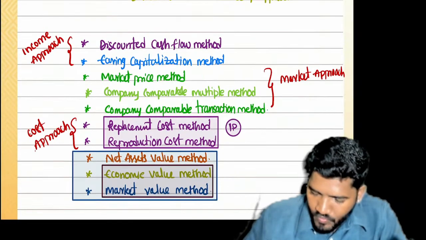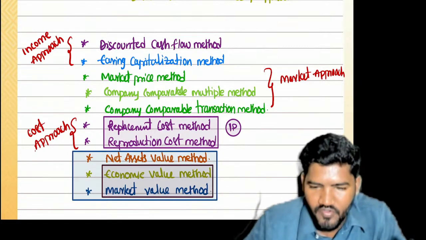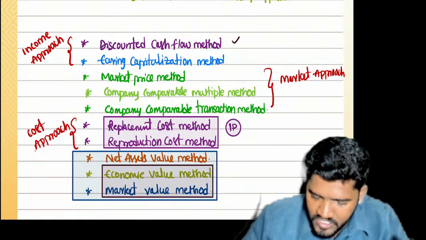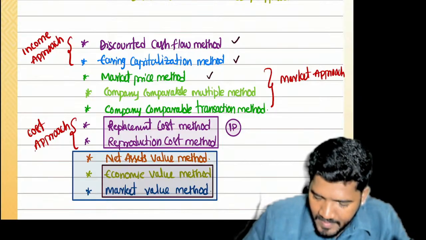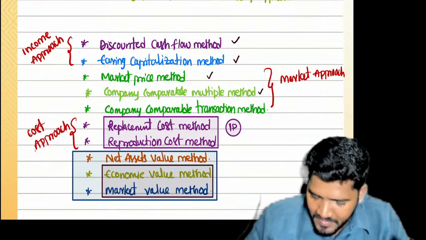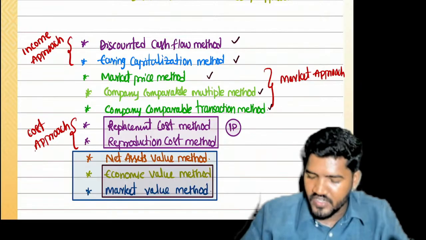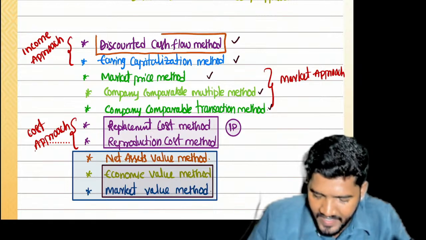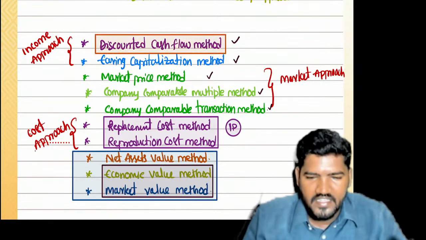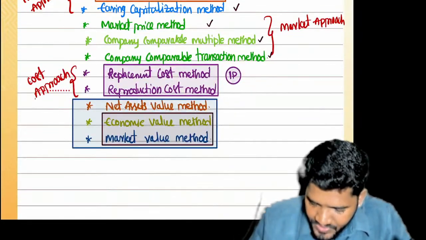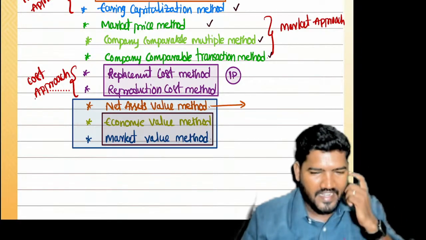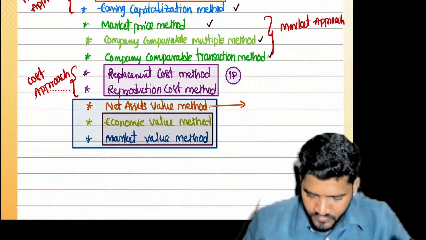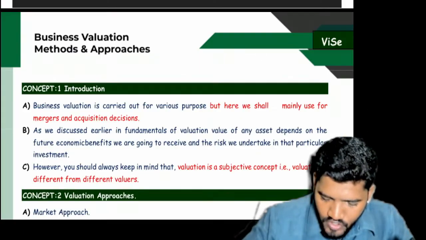Now, what problems and concepts will we discuss in this revision class? I will discuss the discounted cash flow method, earning capitalization method, market price method, company comparable multiples method and company comparable transaction method. Trust me, when it comes to this chapter, this is the area with a high chance of getting a question. After that, the net assets valuation method also has a high chance of getting a question. Now, without delay, I start with the discounted cash flow method.